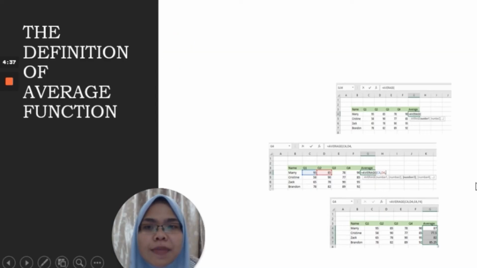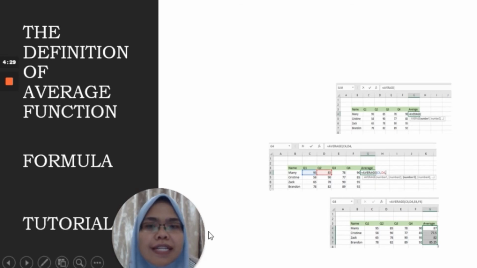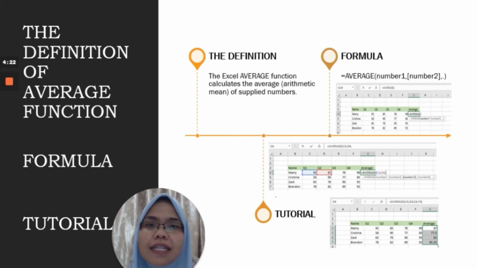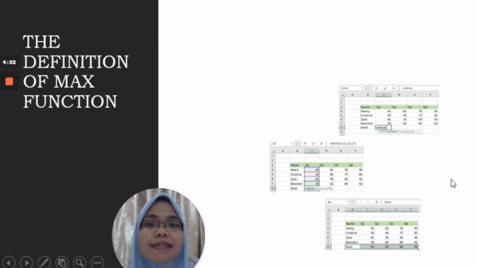I'm going to explain the definition of the average function, and then I'm going to explain the formula, and at the end of this slide I'm going to show the tutorial on how to use the average function. So first, the definition. The Excel average function calculates the average, the arithmetic mean, of supplied numbers. So the formula: put an equal sign and then type average, open the bracket, put the number, comma, another number, and then close the bracket. And then we move to the second slide.